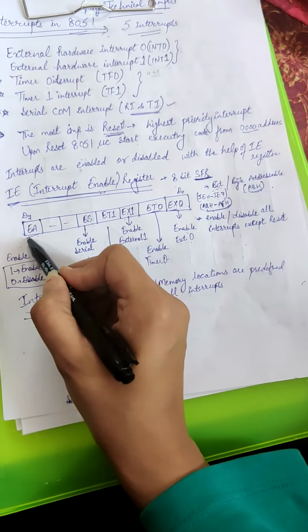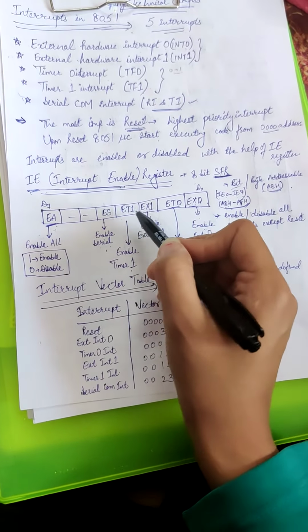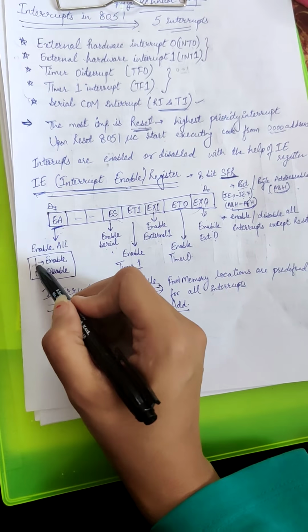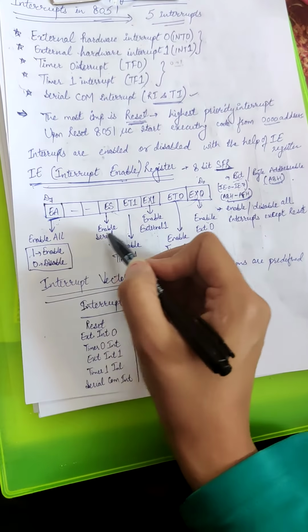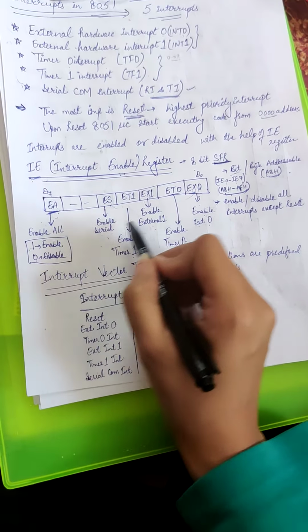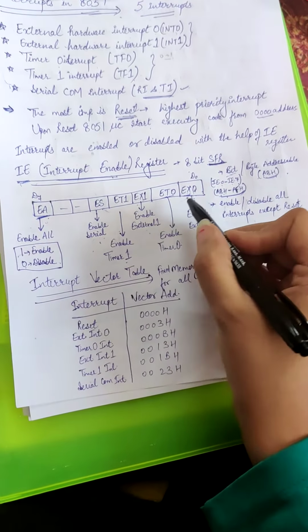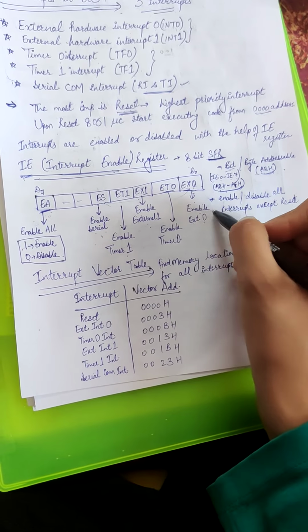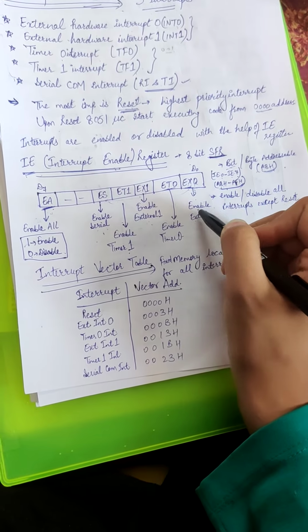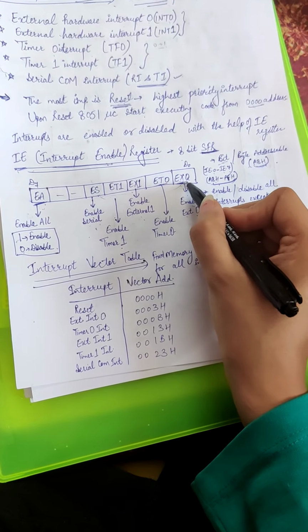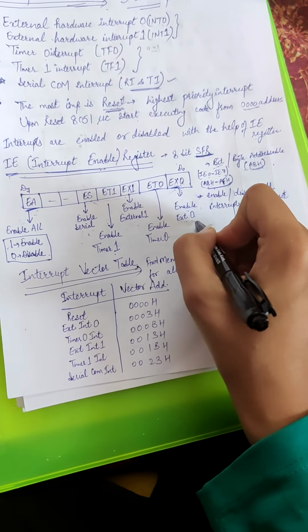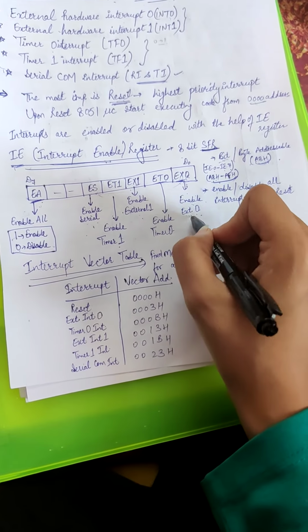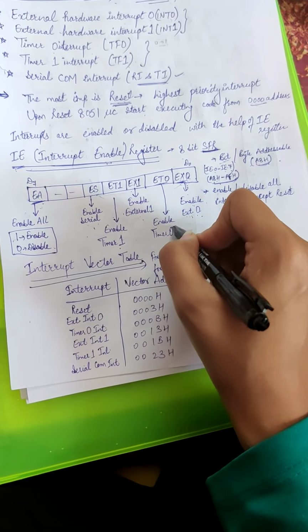And the main is EA. EA is enable all bits. If EA is 1, that means all bits are enabled, and if it is 0, then all are disabled. And similarly for these bits, if EX0 is 1, it is used to enable external interrupt 0, and if this bit is 0, it is used to disable external interrupt 0. So it's the same for all. 1 means to enable that particular bit, and 0 means disable that bit.